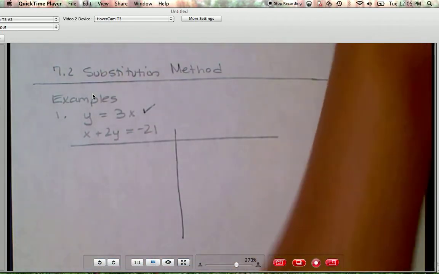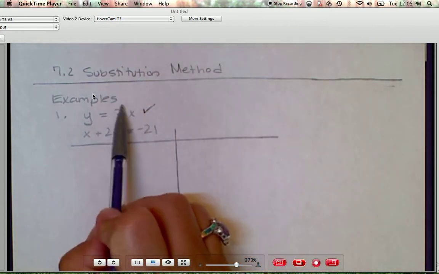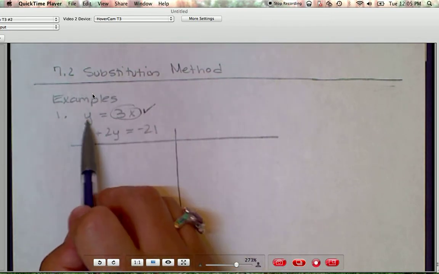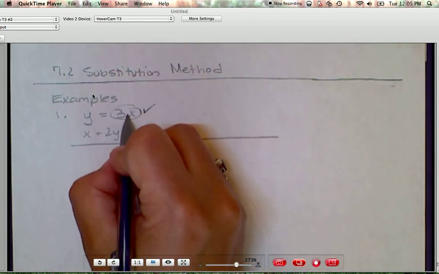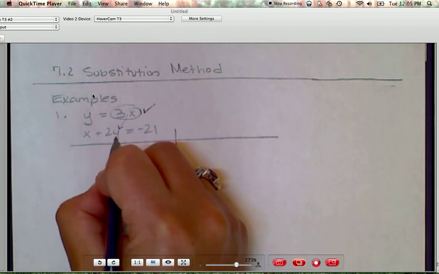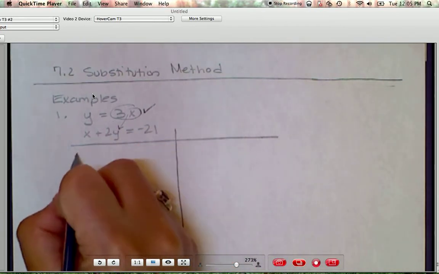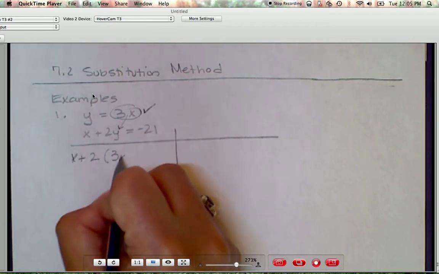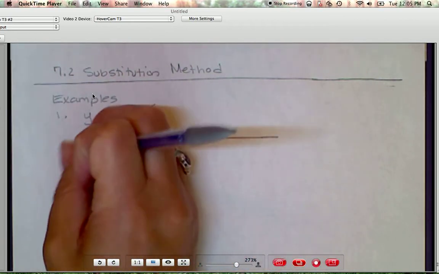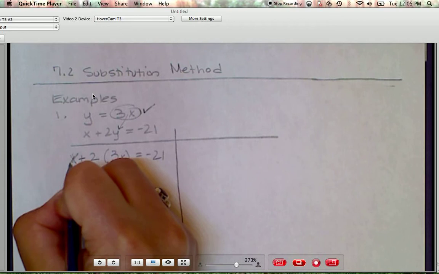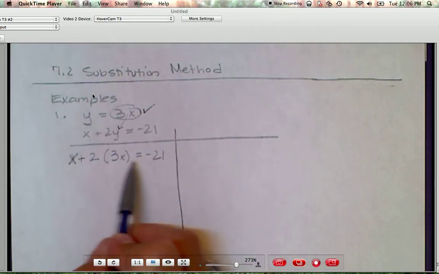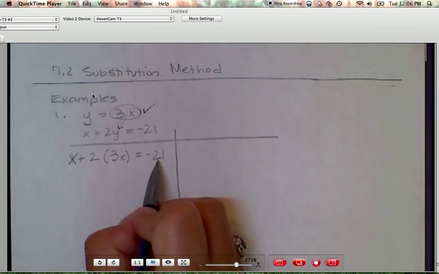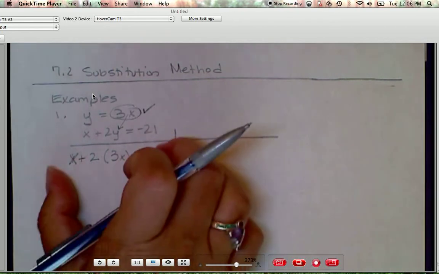Now if we look at our Cornell sheet, it says plug that expression, this one, into the other equation. So if we know y is equal to 3x, that means anywhere I see a y, I could put 3x in place of it. So that's what we're going to do on the left side here. X plus 2 times, instead of y, we put 3x equals negative 21. What does that do for us? You can see now we only have one variable, which is x, and we can solve for that one variable. So we'll simplify this and finish solving for x on the left side of this chart.